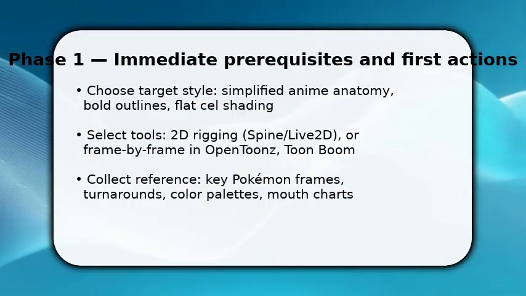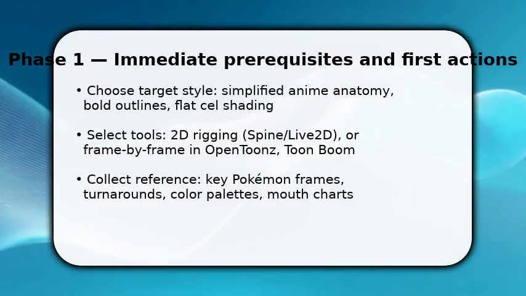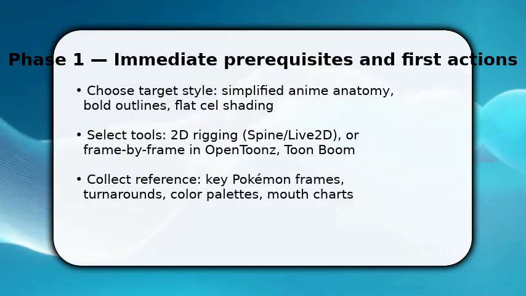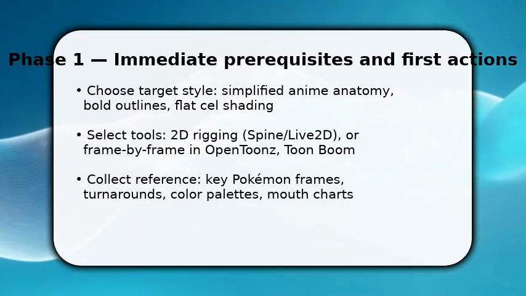You begin by locking the visual goals, anime proportions, clear silhouettes, and color keys. This guides every decision. First, set up your canvas at 1920 x 1080, 16:9, and import references. Then, create modular assets, head, torso, limbs, eyes, mouth shapes. This saves time when rigging or animating frame by frame.